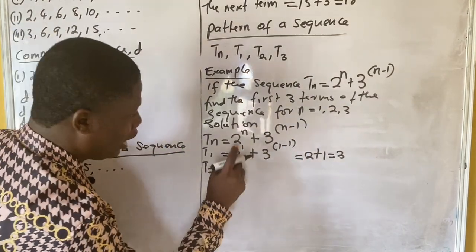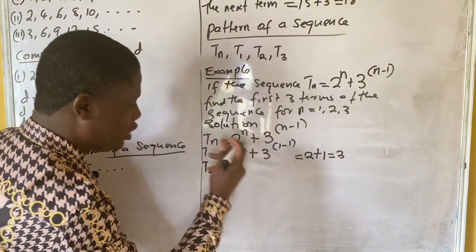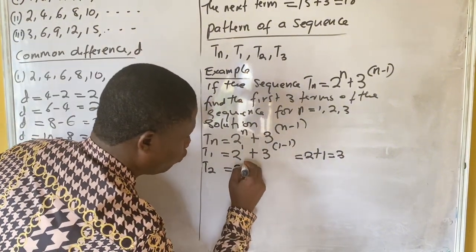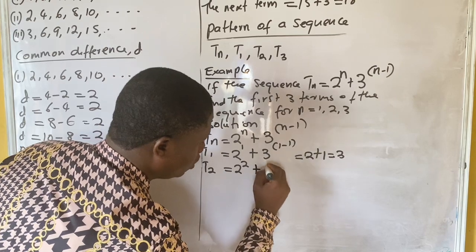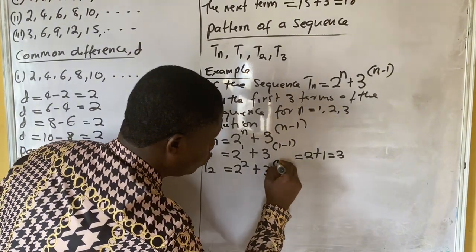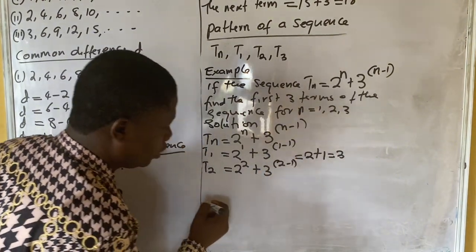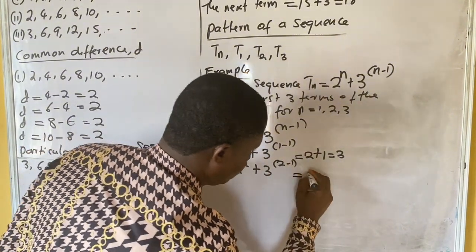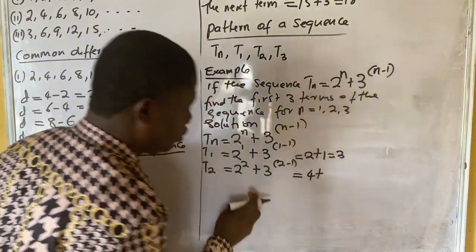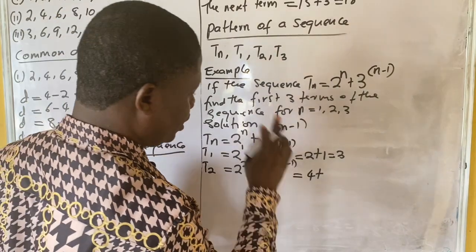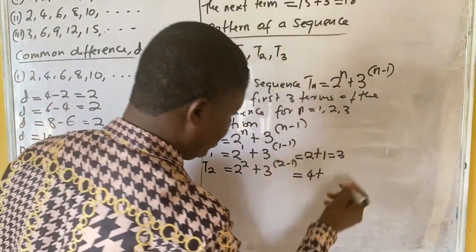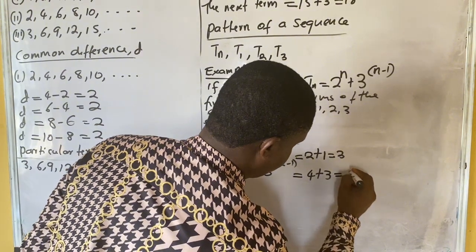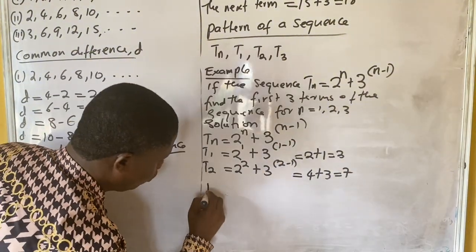Our second term, T2, from the formula, we have 2 raised to the power of n. Any place we see n, we replace it with 2. So we have 2 raised to the power of 2 plus 3 raised to the power of 2 minus 1. And this will give us 2 raised to the power of 2 is 4, plus 2 minus 1 is 1. 3 raised to the power of 1 is 3. So 4 plus 3 will give us 7.